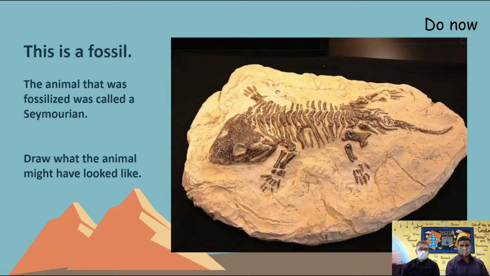Okay, so have a look at this picture. This is a picture of a fossil, and this was an animal called the Samoyed, and this was almost 200 million years ago. Okay, so it got trapped in the rock. So try to look at the picture of the skeleton and draw what you think the animal might have looked like in real life.